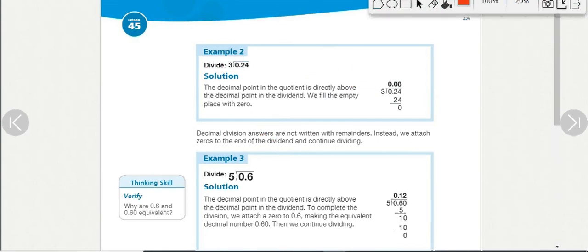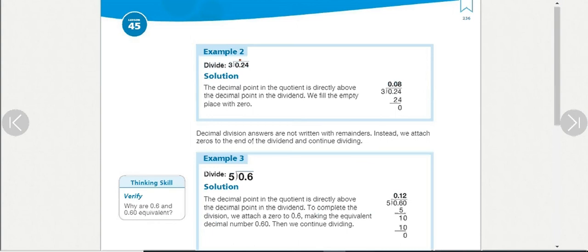We've got 3 going into 24 hundredths, so now there's no whole number in the dividend. It's just a decimal, just part of a whole. So you raise up your decimal. There's nothing to the left of the decimal to put into. We raise it directly up. You've got an empty space there.